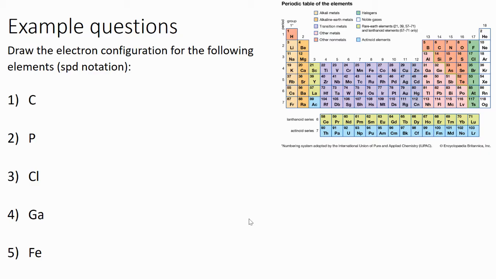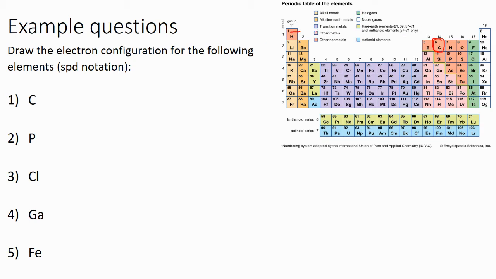So, for example, we're going to look at these elements and we're going to write the SPD notation for them. Remember that you'll be given a copy of the periodic table of elements in your exam. So I've put one up here for us to look at. First of all, carbon. So you find carbon on the periodic table. It's got an atomic number of 6 over here. So it's going to have 6 protons and 6 electrons.